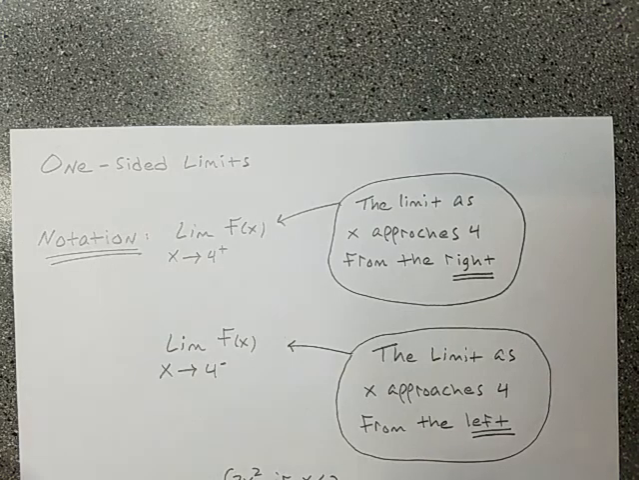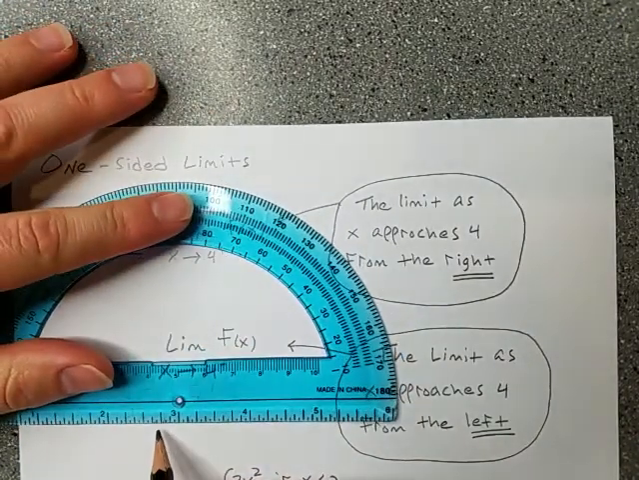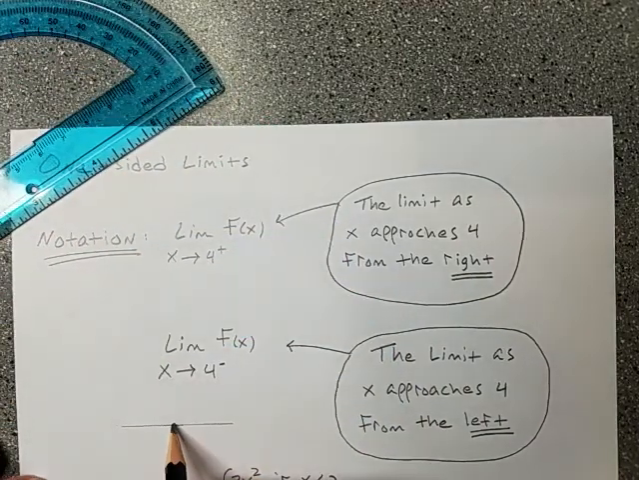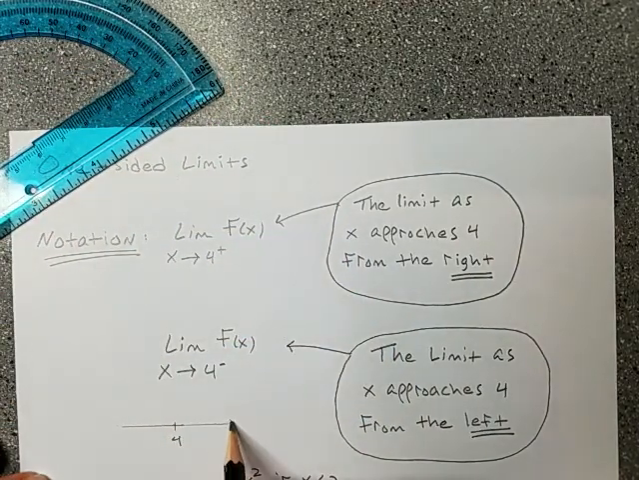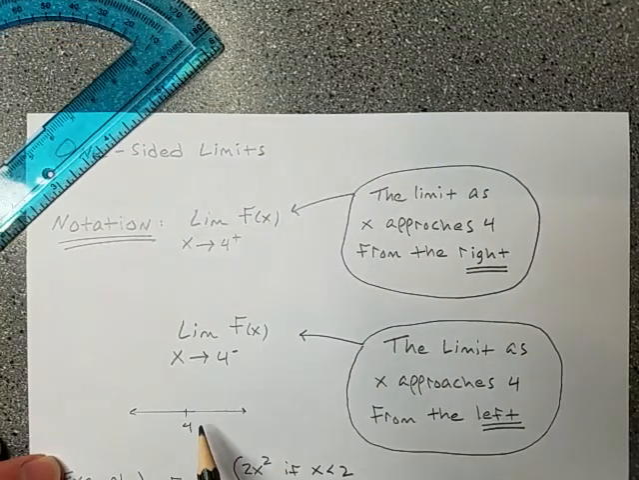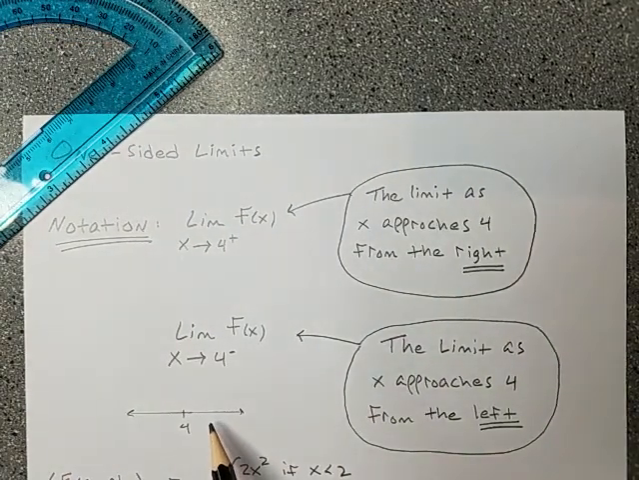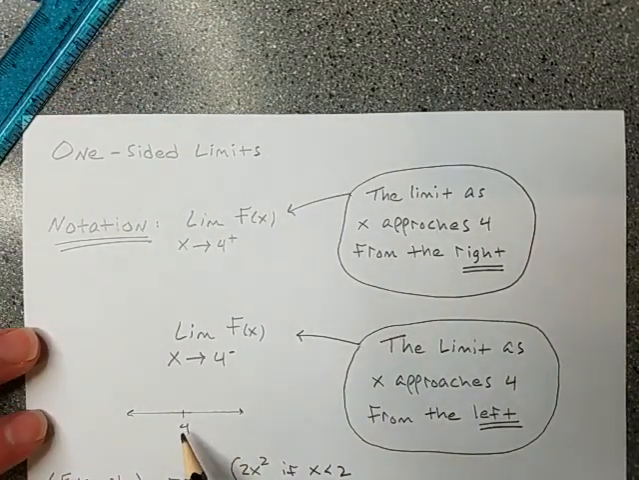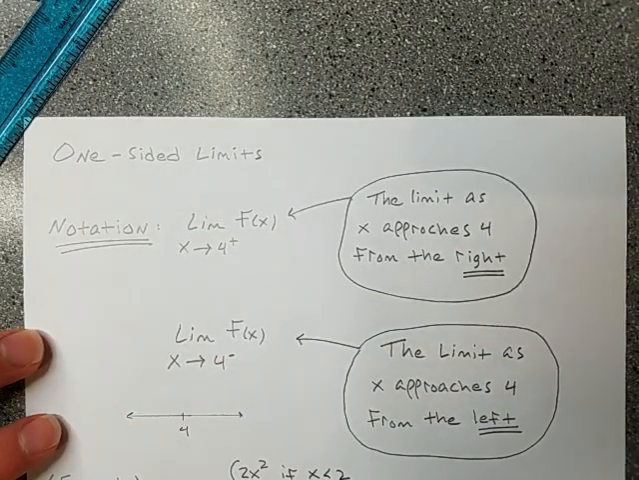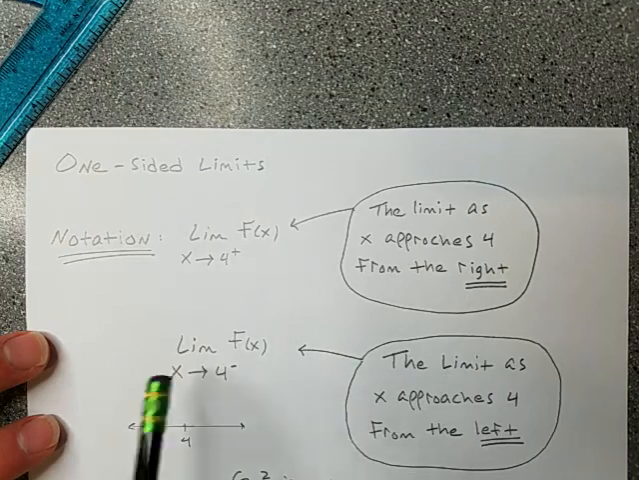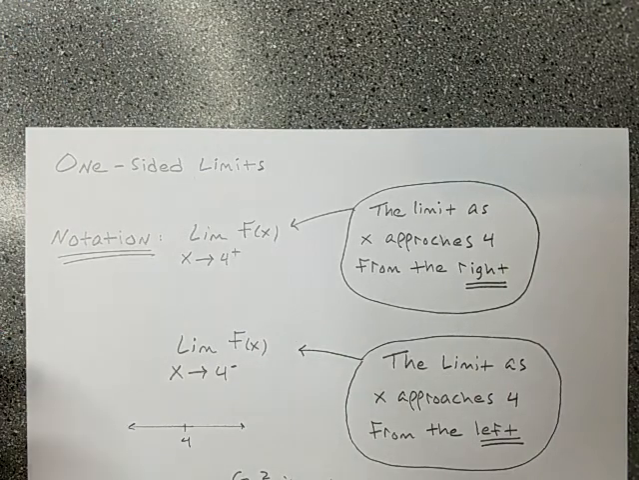Okay? And you say left and right with respect to what? Well, the number line. On the number line, there's 4, and numbers to the right of 4 are like 4.1 and 4.2, and numbers to the left of 4 are 3.9 or 3.8 or something like that. Okay? All right, so now you know the notation. Let's look at a few problems just to make sure everything's okay.